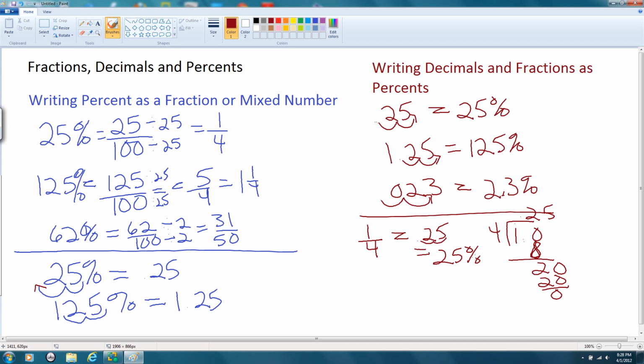If I have a mixed number like 1 and 1/4, that is equal to 1.25. And to make it into a percent, move it over 2 to the right, and I get 1 and 1/4 is 125%. With that, I'm going to end this video.